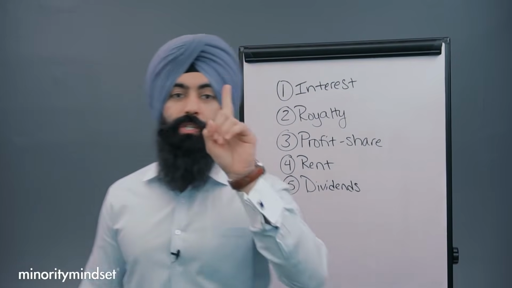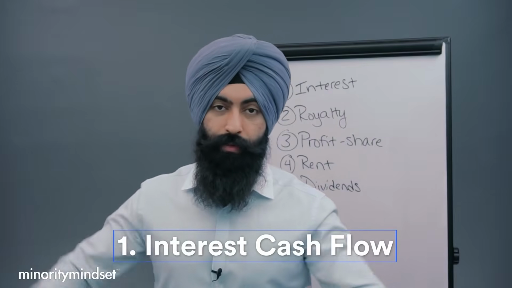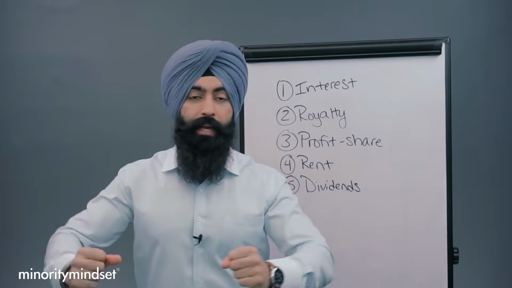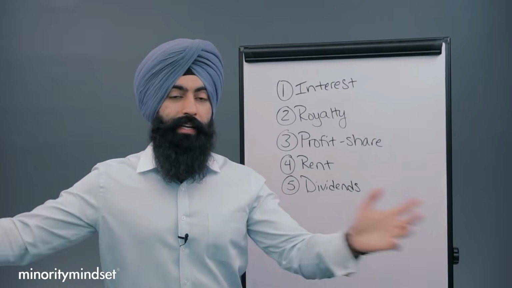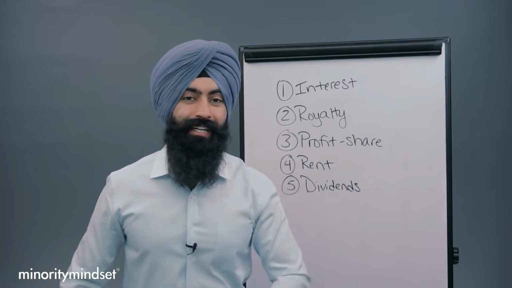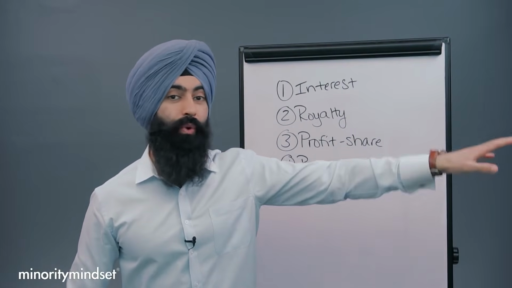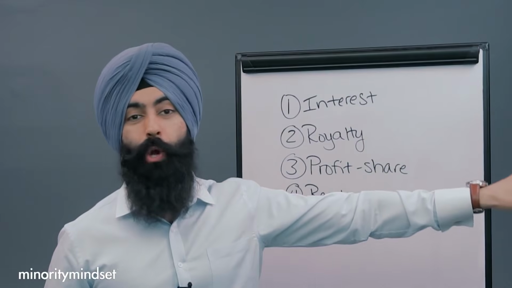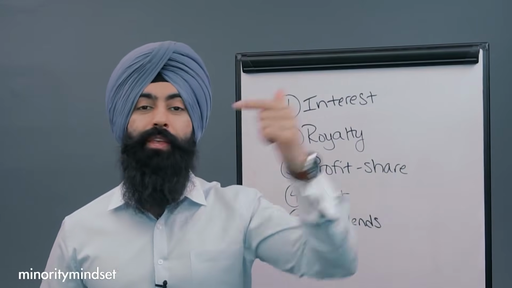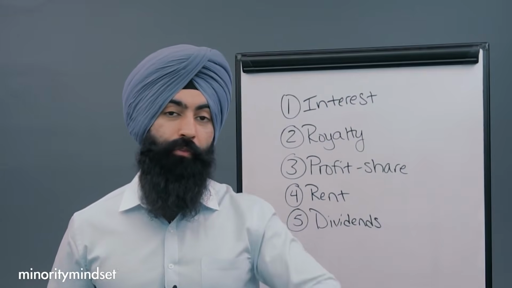Number 1 is to generate interest cash flow. The way it works is you take your money and now you lend this out to someone else. So you take $1,000, you lend it out to your cousin Bunty. Now your cousin Bunty goes to his favorite store, Gucci probably, and now he's going to go buy himself a new wardrobe and he's going to pay you interest on the $1,000 that he borrowed from you.